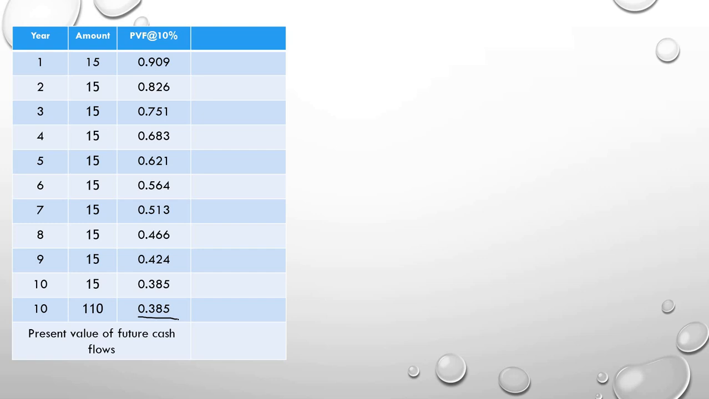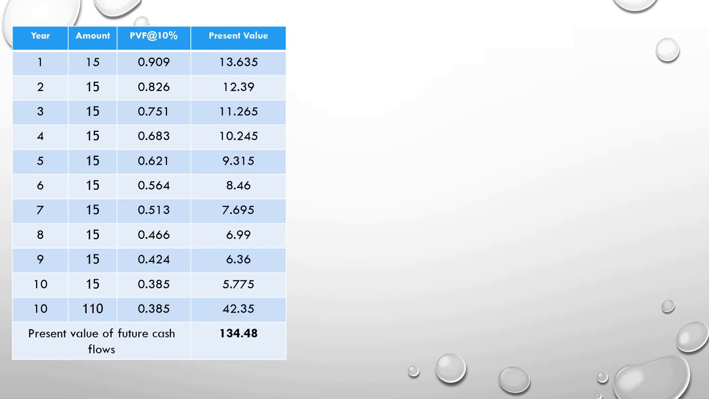Now the next step is we have to multiply these two. That means 15 multiplied by 0.909, I'll calculate the present value. And once you sum up, you will get 134.48. So that means if the KD is 10%, my value of the debenture, which I am going to sell right now, should be 134.48.